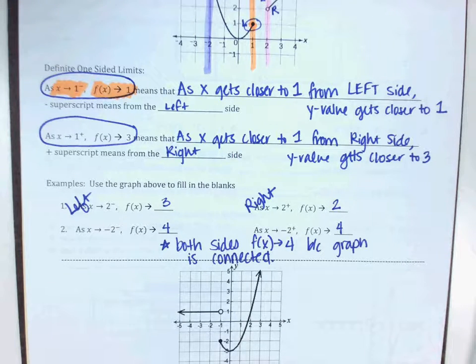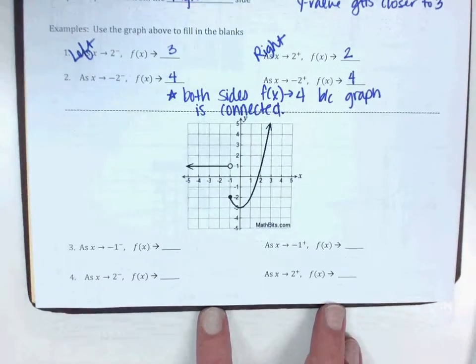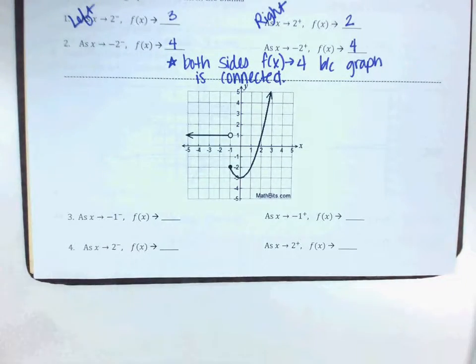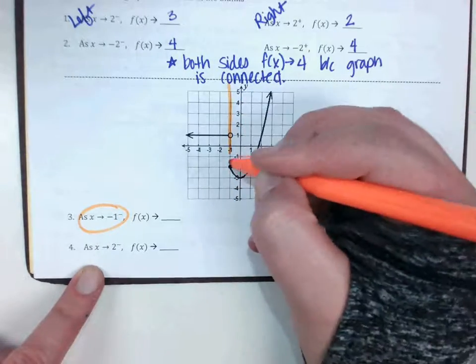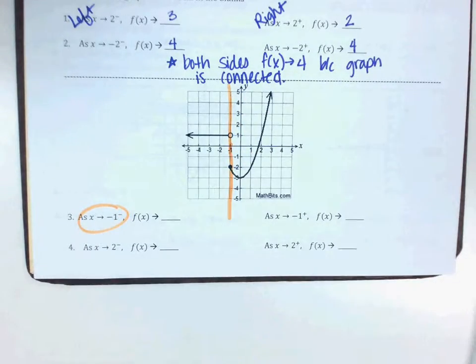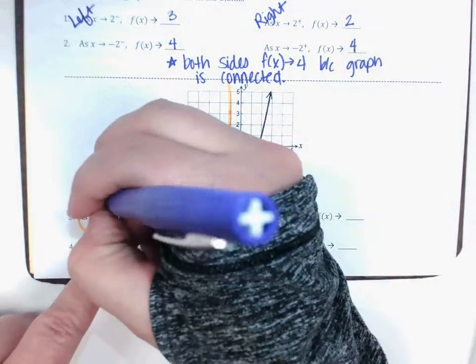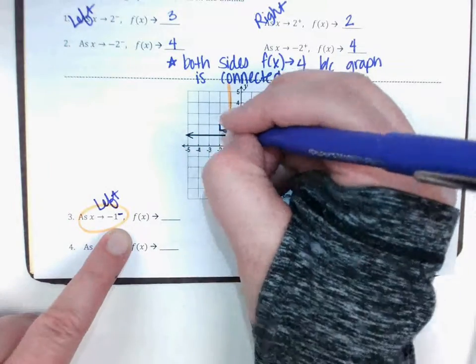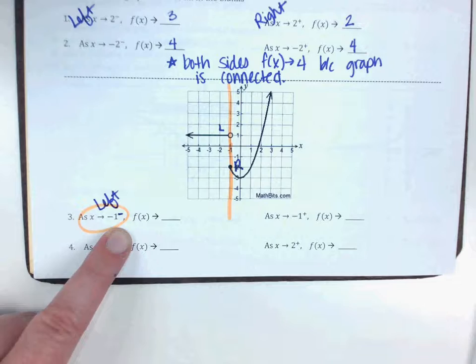So we did 1 and 2 on the first graph. Now we have a new graph. Number 3. What x value am I approaching for the first question? -1. So draw a line in at -1. -1 is here. First, I want to be on which side of -1 if I have the little minus right here? The left side. So this is the left side touching the line. This is the right side touching the line.